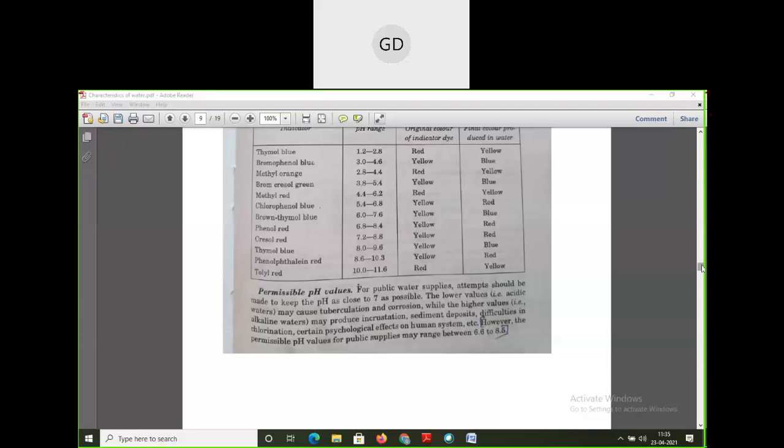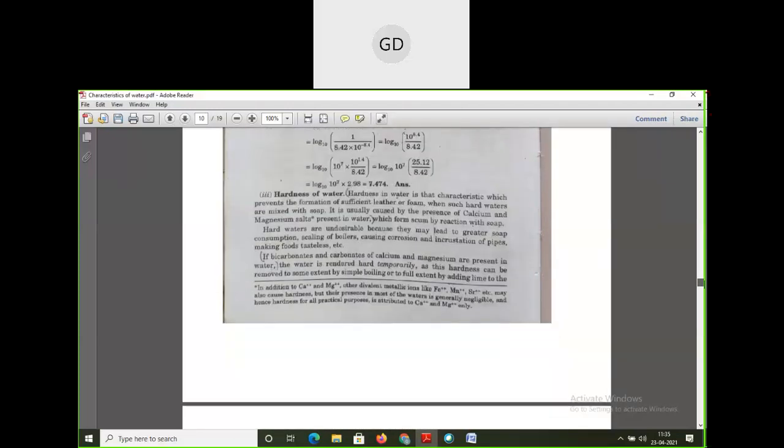Then next is your hardness. Next is the hardness of water. So what is hardness? It is that characteristic which prevents the formation of sufficient lather or foam.